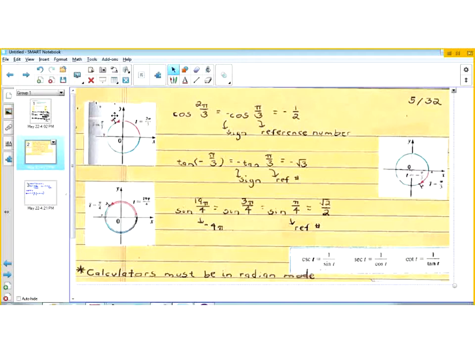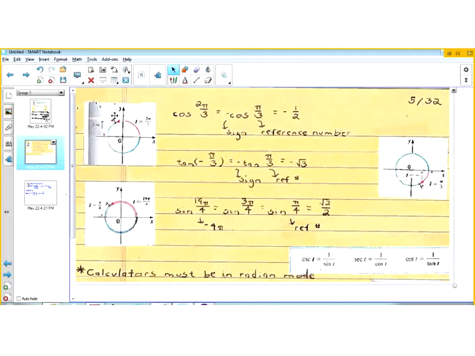All right, so the way we deal with it is we find the reference number for 2 pi over 3, which happens to be pi over 3. Then we use the results of the table from the first lecture, and we know that the cosine of pi over 3 is 1/2. Since we're in the second quadrant, we have to negate 1/2 to get the output, which is the abscissa of the terminal point. So that's how we do it.